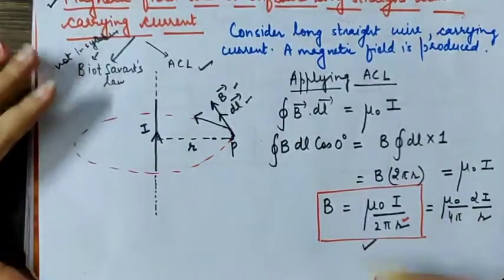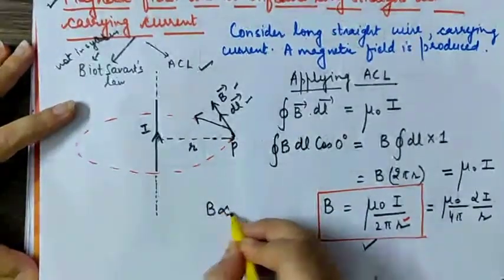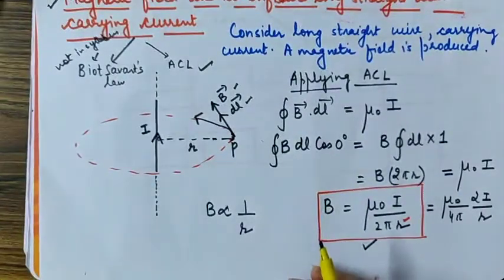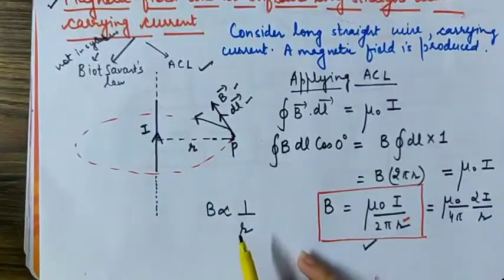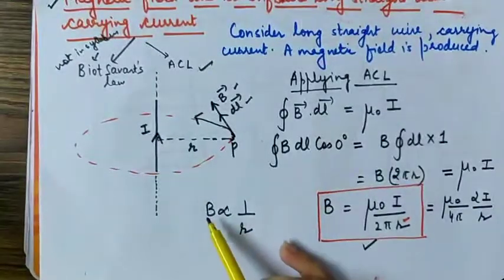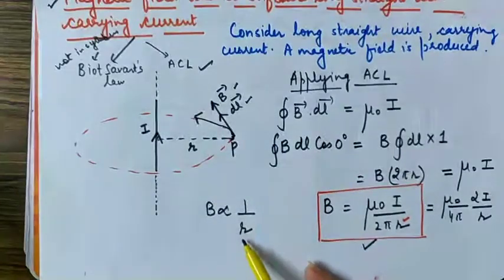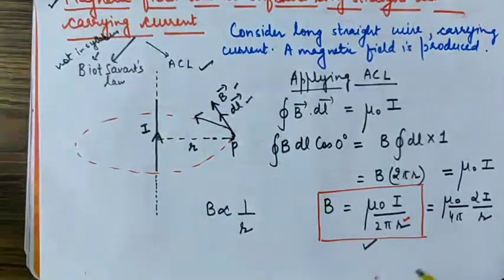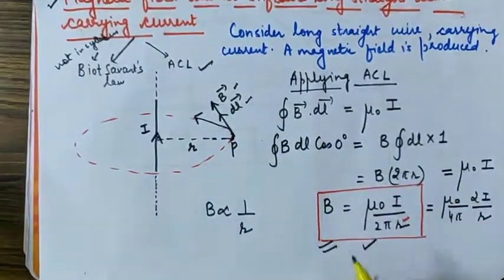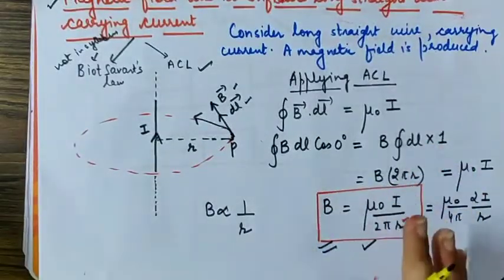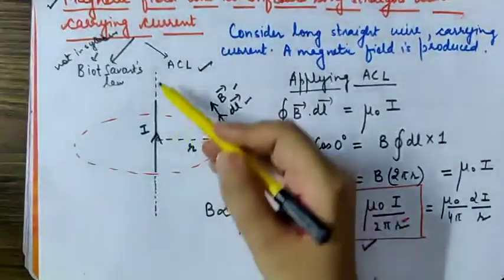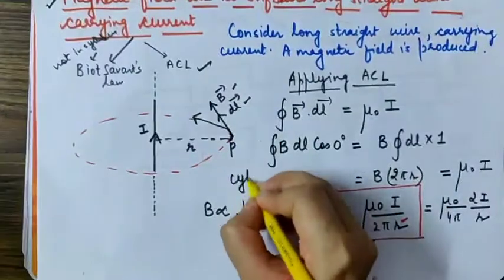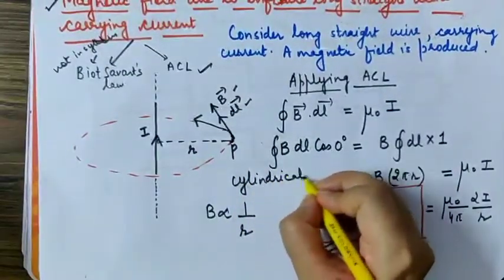So from here it is clear that the magnetic field due to a straight current carrying conductor is inversely proportional to the distance. That means while we are moving away from the current carrying wire, that is r increases, the magnetic field will decrease accordingly. Now let us study this formula. Number one, it is clear that the magnetic field of a straight current carrying conductor is cylindrically symmetric.